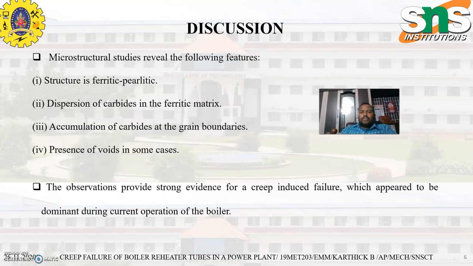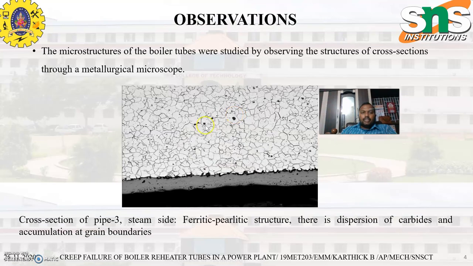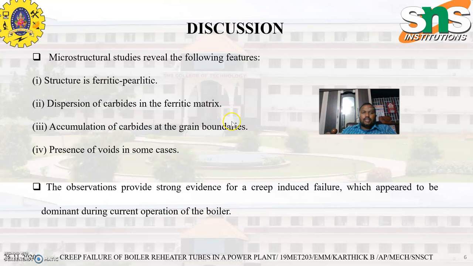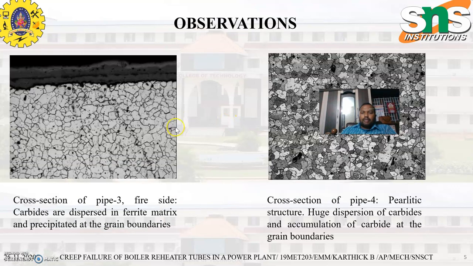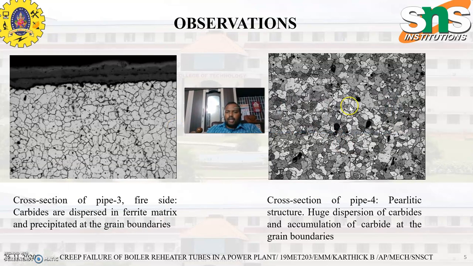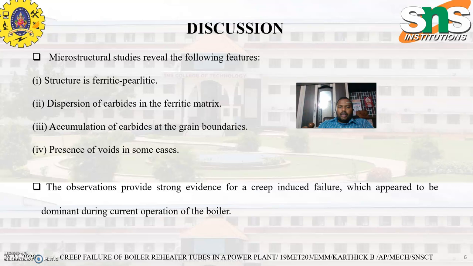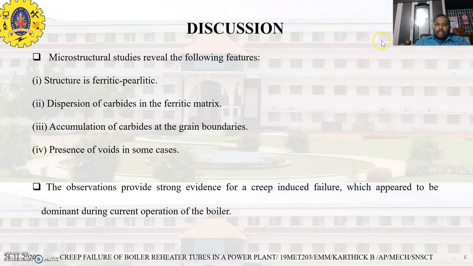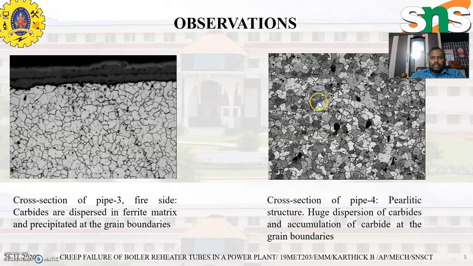From the discussion, you can see the structure is a ferritic-pearlitic structure, as seen here. There is a dispersion of carbides in the ferrite matrix, and an accumulation of carbides in the grain boundaries. See, this is the accumulation of carbides in the grain boundaries.